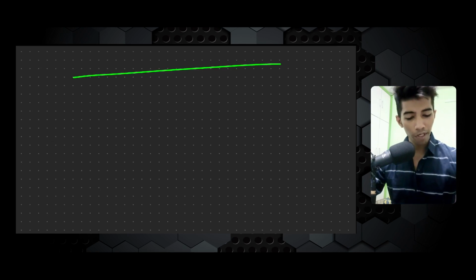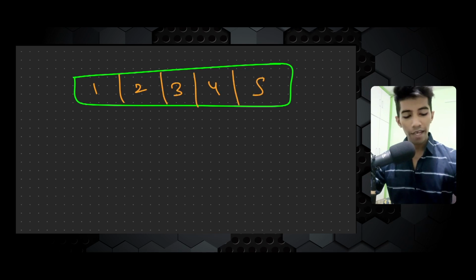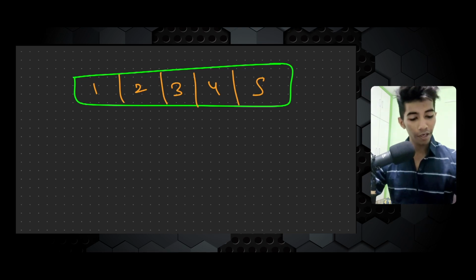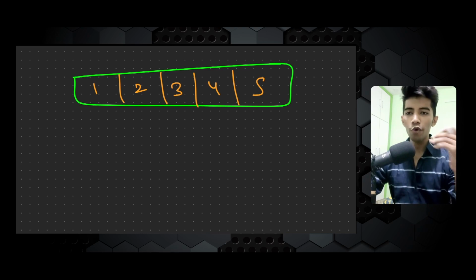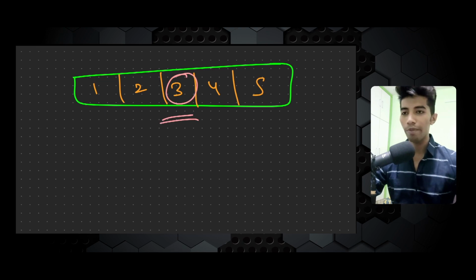When we talk about searching for an element, take an example: I have been given a simple array, and let us suppose I just want to find 3 in this array. What would be your first approach to finding 3? Even if you don't know anything about binary search and linear search right now, just focus on how you can find the element 3.